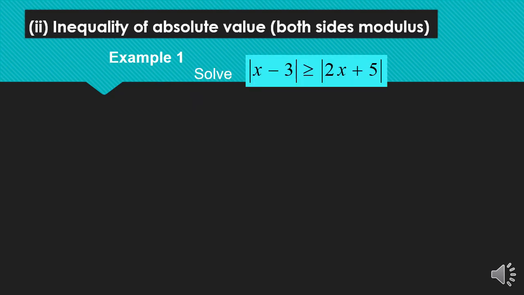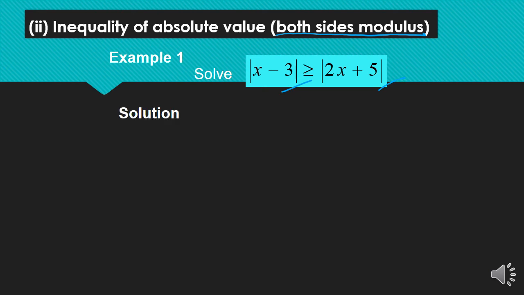Okay, for the first part of this lecture, we want to solve the inequality of absolute value with both sides containing the modulus notations. For example, 1. Solve the absolute of x minus 3 more than or equal to absolute of 2x plus 5. So we have both modulus on each side. Okay, so how to solve for this one?